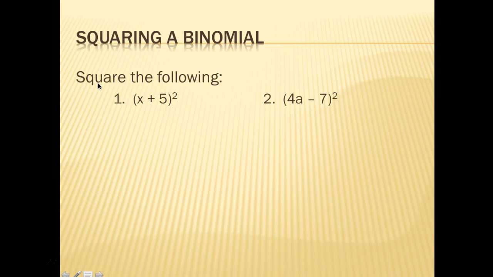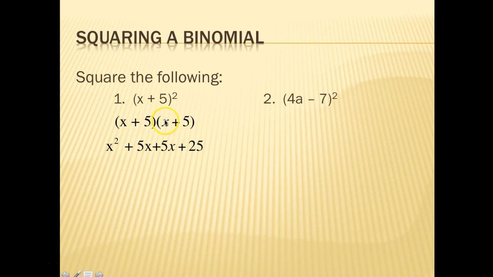Now, square the following. If you remember, the last topic we discussed was the distributive property of exponents over multiplication. This is not multiplication, so I cannot do x squared plus 5 squared. I cannot do 4a squared minus 7 squared. In this case, I must multiply x plus 5 times x plus 5, and in this case, 4a minus 7 times 4a minus 7. Well, if you recall, this is multiplying two binomials, so I must FOIL.